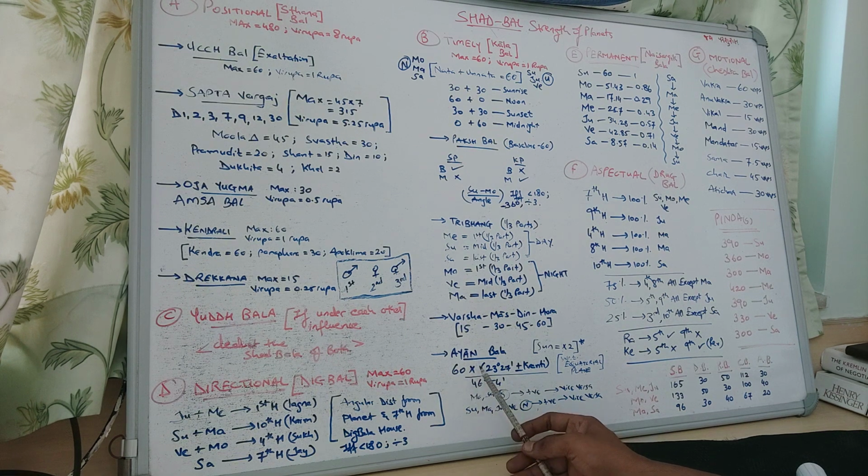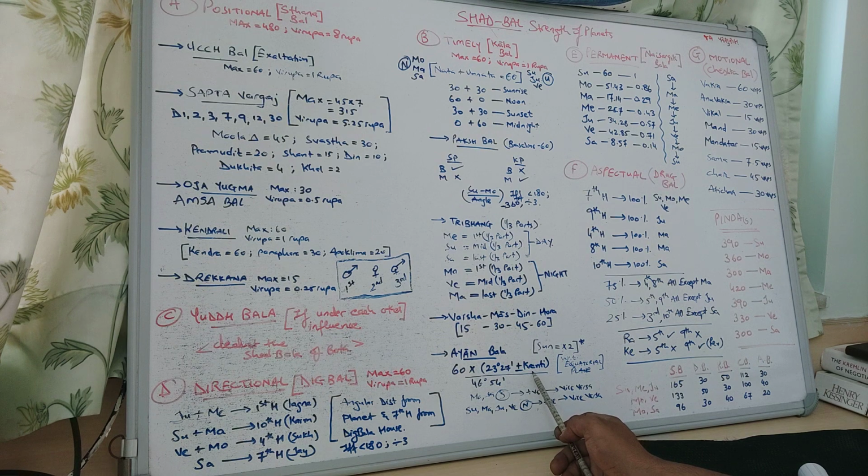So 60 multiplied by 23 degrees 27 minutes plus the Kranti at your birth time of any planet, and divide it by 46 degrees 54 minutes. Check the Kranti of Sun, Moon, Venus, Jupiter, Saturn, each planet at your time of birth. Put it over here and find the value. So you will get the Ayanbal of all seven planets by putting the Kranti values in one by one.